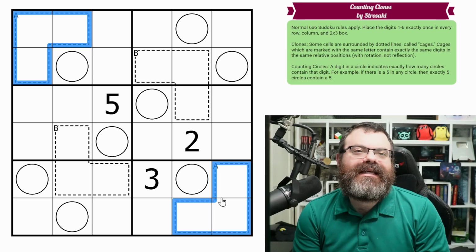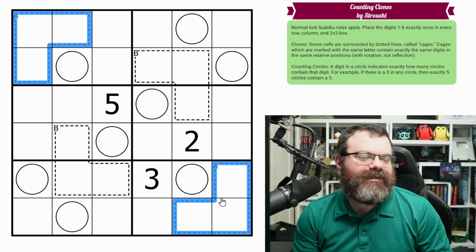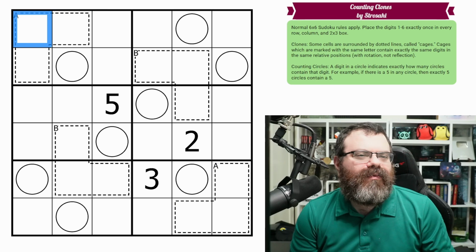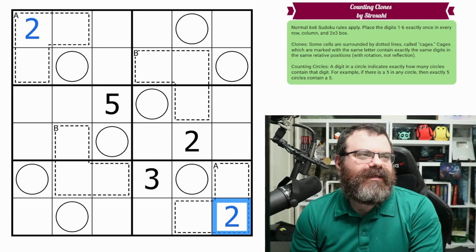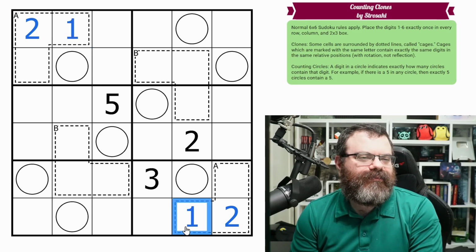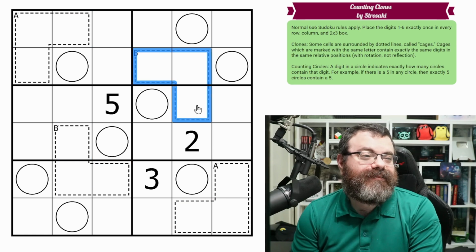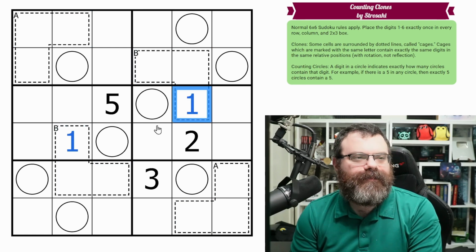cages marked with the same letter contain exactly the same digits in the same relative positions with rotation, not reflection. So they rotate. So whatever goes here, say a 2 goes here, then we rotate around 180 and we put a 2 here. And if a 1 goes here, we rotate around 180 and the 1 goes there. All right. Same for the B's. So the 1 here, we rotate 180, the 1 goes there.